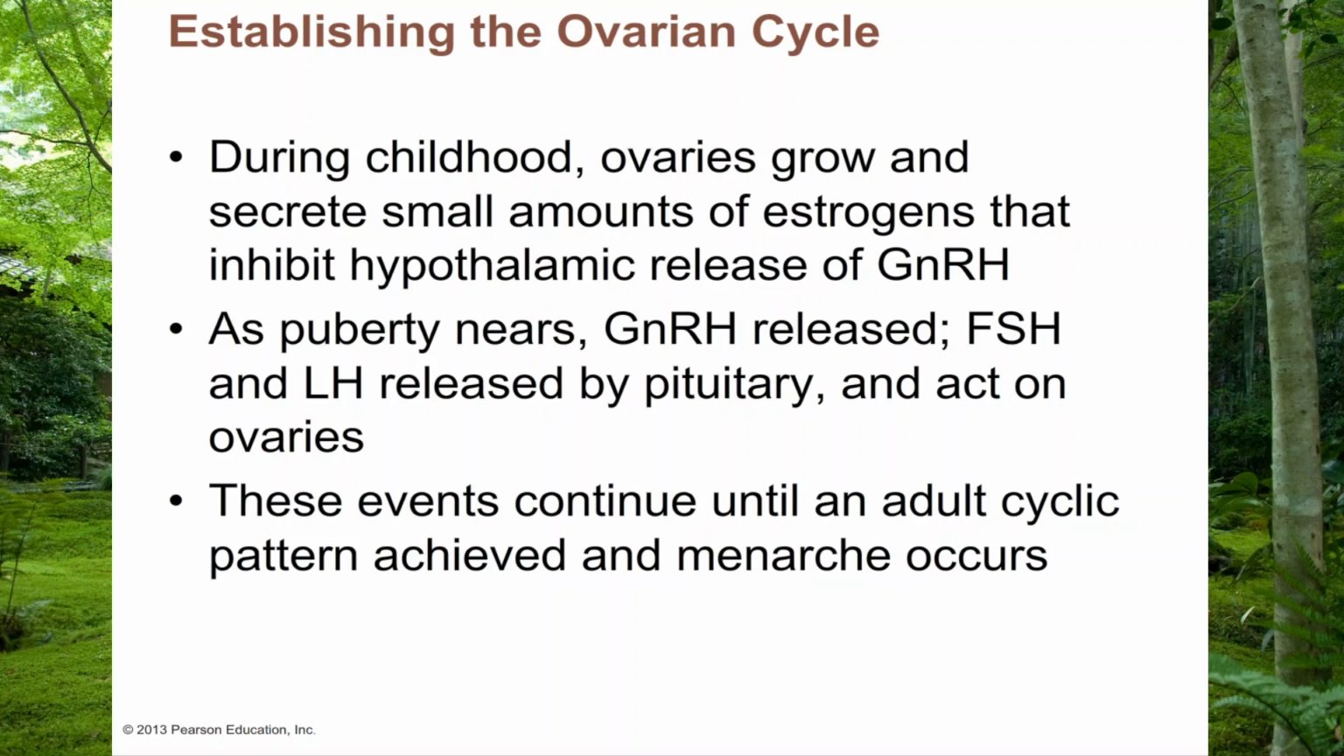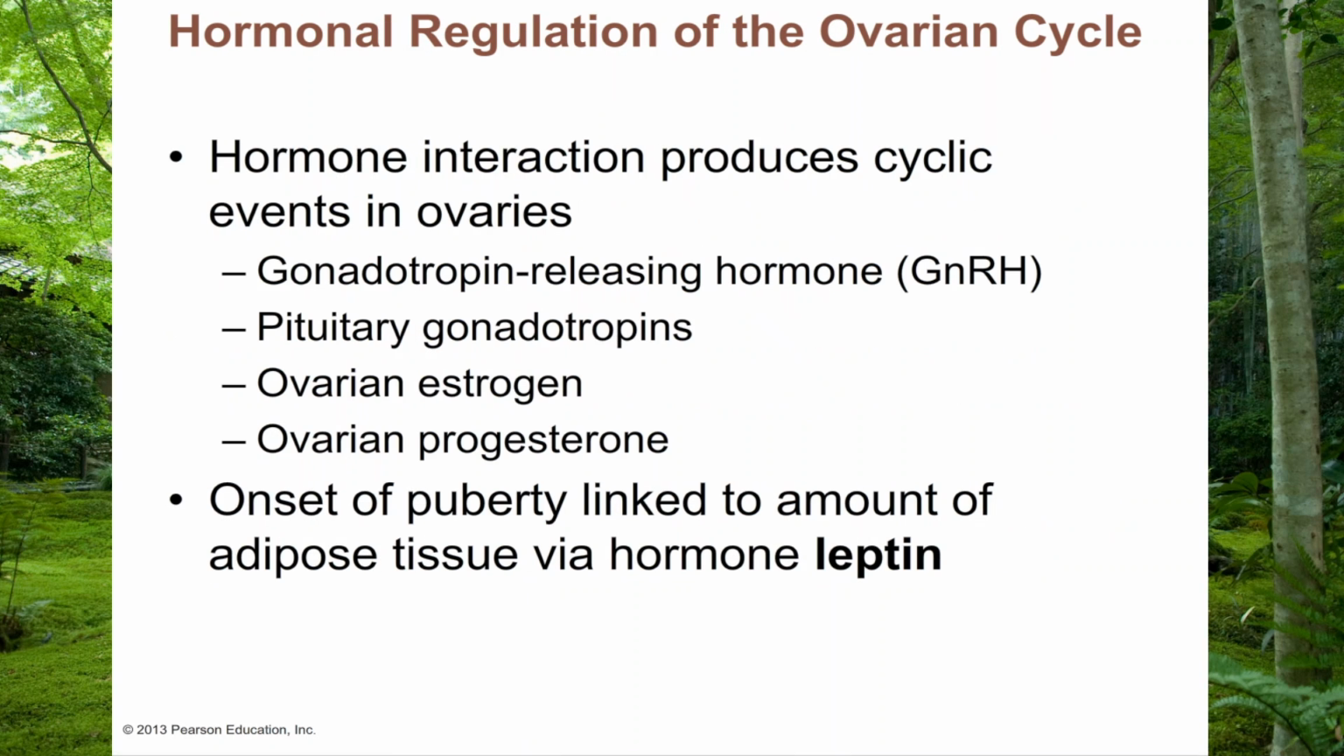So eventually, if everything's working correctly, we're basically going to reach the adult hormonal cycle where GnRH is produced by the hypothalamus. That elicits production of FSH and LH from the anterior pituitary, and the FSH stimulates estrogen secretion by the developing follicles, and after ovulation, those follicles will then become corpus lutea and secrete progesterone.